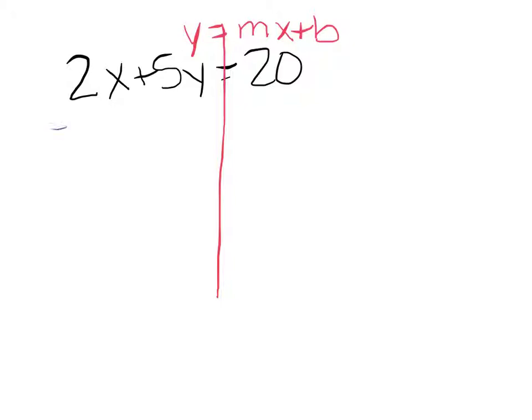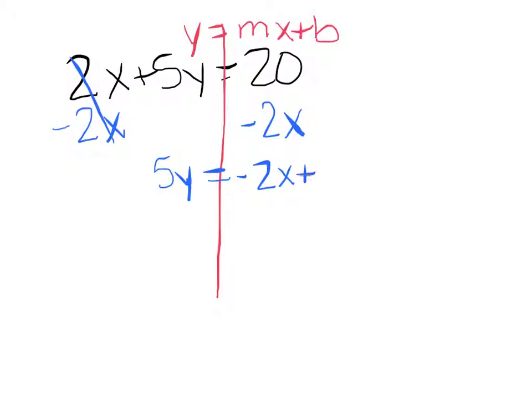So I'm going to subtract that 2x. I'm getting rid of it. Remember, this is an equation, so we have to keep it balanced, so we need to subtract 2x from the other side as well. Alright, 2x minus 2x is nothing, and so we're left with 5y equals negative 2x plus 20. Now the reason I'm writing it like that is because that's the form I want to have in the beginning. I want the x to happen there. That's what slope-intercept form looks like.